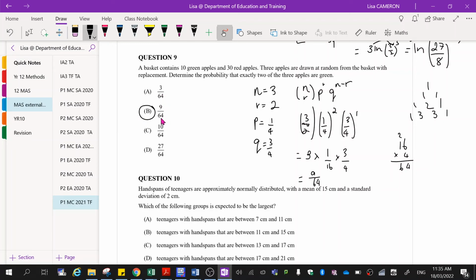Now, I can see all of these are going to be over 64, so I know that that base is definitely correct. This is also the correct answer. I checked before I did this.